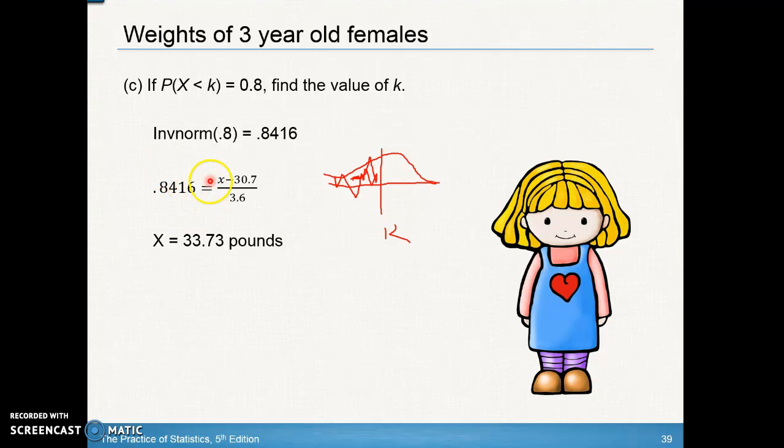Our z-score is equal to the data point minus the mean divided by the standard deviation, do the math, and you get 33.73 pounds. Okay, and just keep in mind though, if this had said greater than 0.8, that would be the area to the right. But remember, your calculator always does the area to the left. So if you say inverse norm of 0.8, that's always the area to the left. So just keep in mind that you're typing the right thing in your calculator whenever you are finding your correct area, or your correct z-score from a given area.